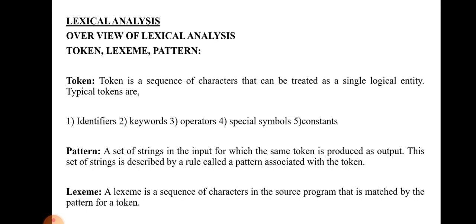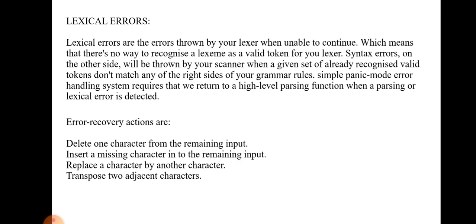So the next topic is lexical analysis. The main aim of lexical analysis is to produce the token, lexeme and pattern. A lexeme is a sequence of characters which is actually present in the source program. A token is a sequence of characters which have some collective meaning. There are some types of tokens. And a pattern describes a rule to identify the token for each and every lexeme.